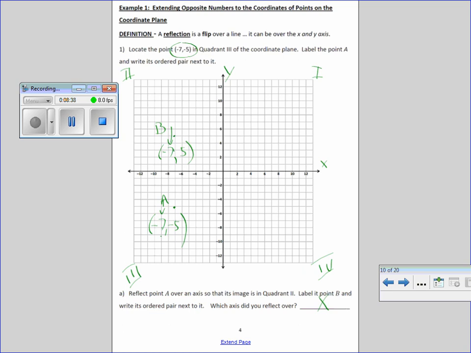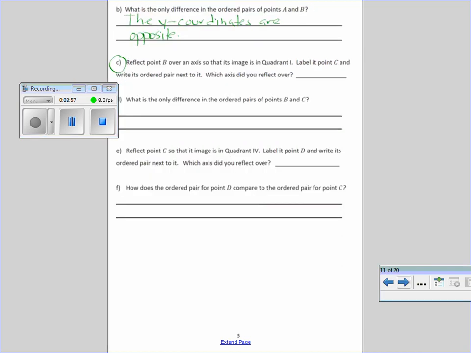All right, if you did everything correctly, you're going to wind up at 7, 5 in quadrant 1. Got it? Let's do the written work first. What's now the only difference between B and C? Take a look at B, take a look at C. Which coordinate is different? Hannah. Negative 7.